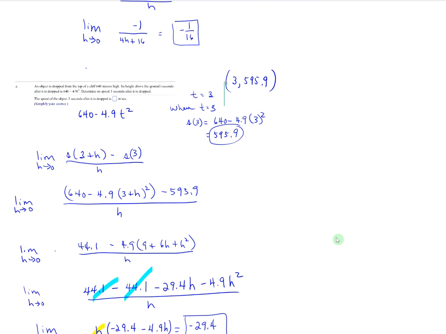All right, number 6. An object is dropped from the top of a cliff 640 meters high. Its height above the ground t seconds after it is dropped is given here. Determine its speed 3 seconds after it's dropped. So when t is 3, s of 3, plug in, and you get 595.9. Now, it wants to know the speed 3 seconds after it's dropped, the speed. Okay, so we have to do a little bit of work here.